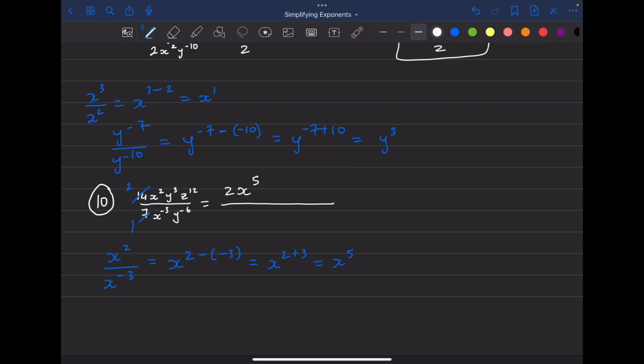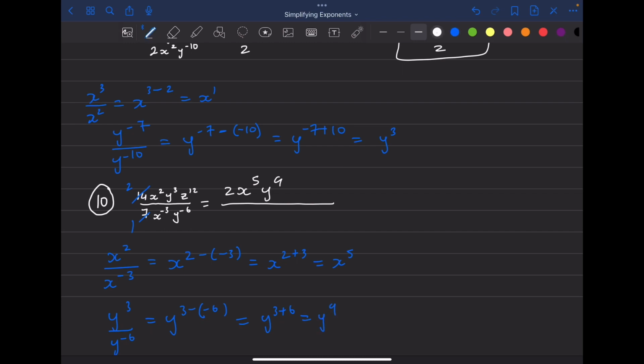And then for the y's, we have y to the power of 3 over y to the power of negative 6. This becomes y to the power of 3 minus negative 6, which is equal to y to the power of 3 plus 6, which is y to the power of 9. So I can write that on top.